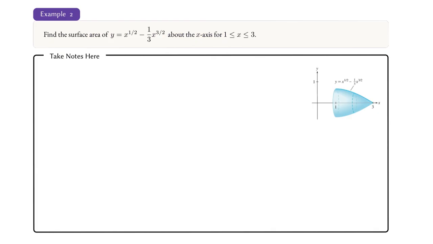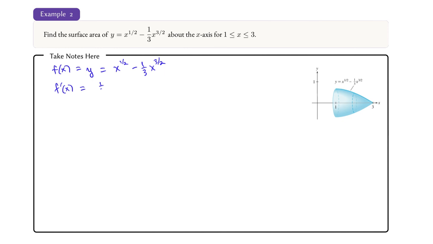Find the surface area of y equals x to the 1/2 minus 1/3 x to the 3/2 about the x-axis for 1 less than or equal to x less than or equal to 3. y is x to the 1/2 minus 1/3 x to the 3/2.